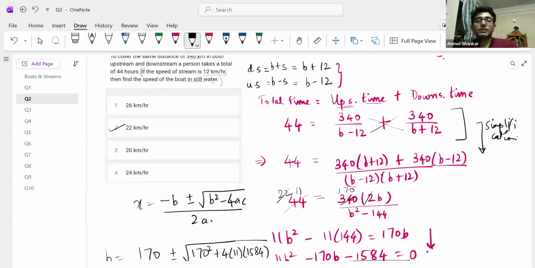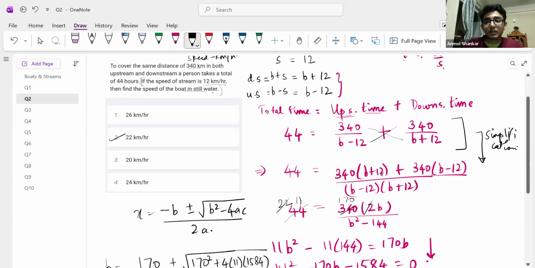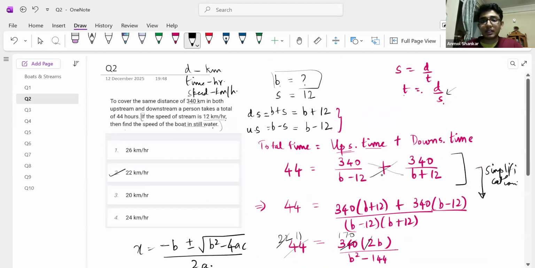So in time, we have to make the equation. That's the main point. So total time is upstream time plus downstream time, and upstream time is equal to distance by speed. We can quickly write it down above. What is the corresponding distance and speed?